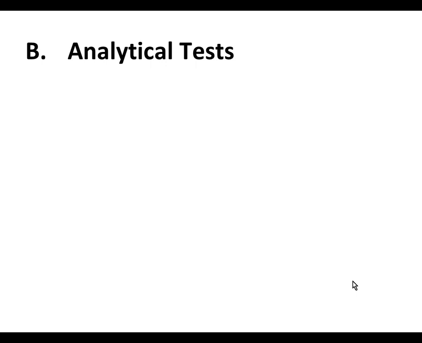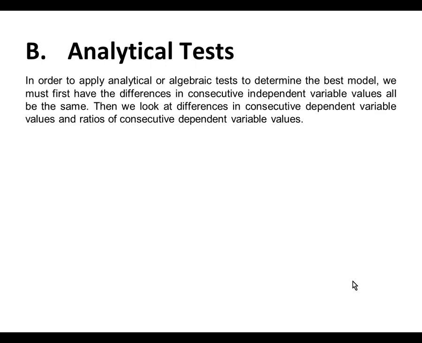Analytical tests. These are where you actually perform some analysis. In other words, do some calculations. In order to apply analytical or algebraic tests to determine the best model, we must first have the differences in consecutive independent variable values all be the same. Remember, that means that they're uniform. So the x values, the independent variable values, must be uniform. If they're not uniform, you have to do the scatter plot.